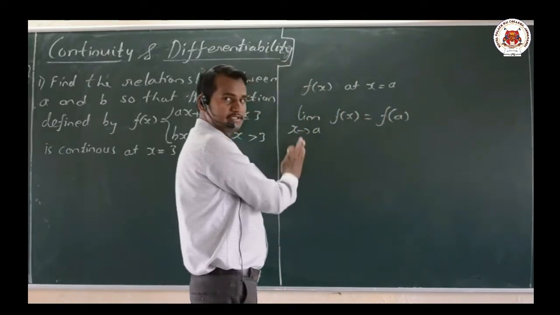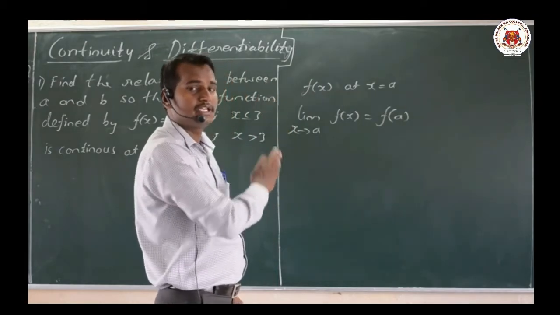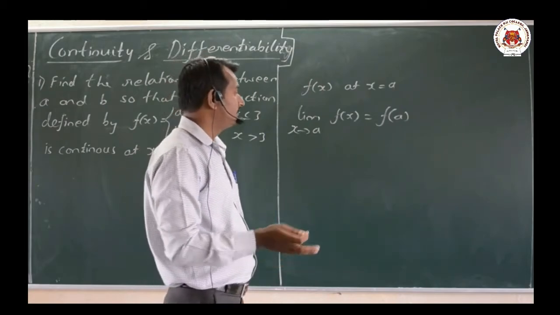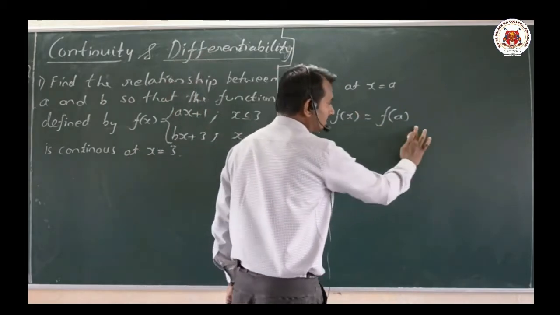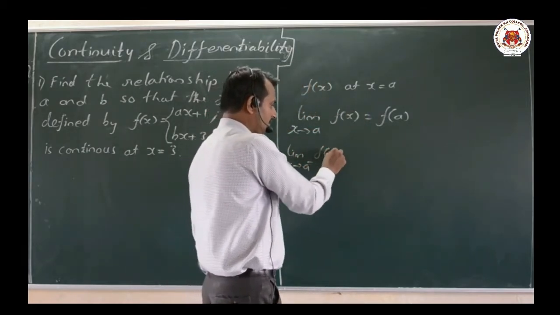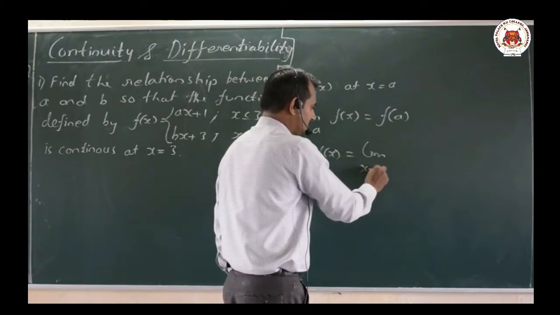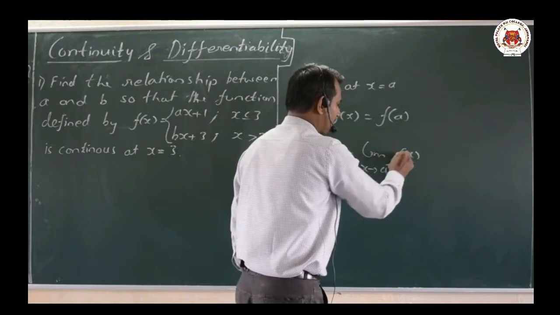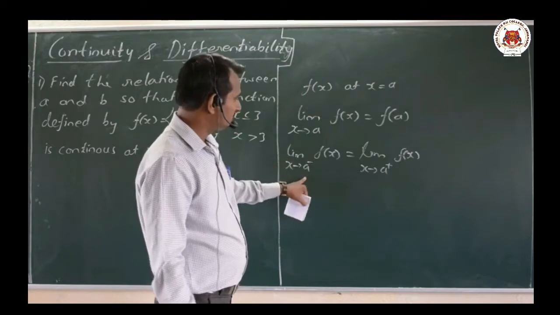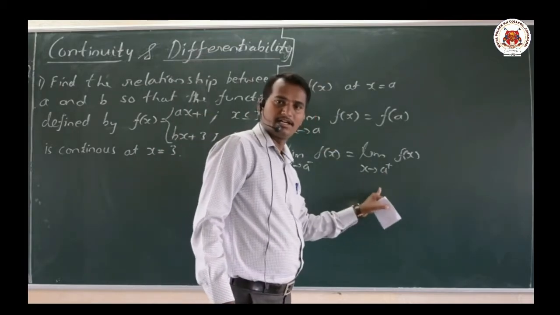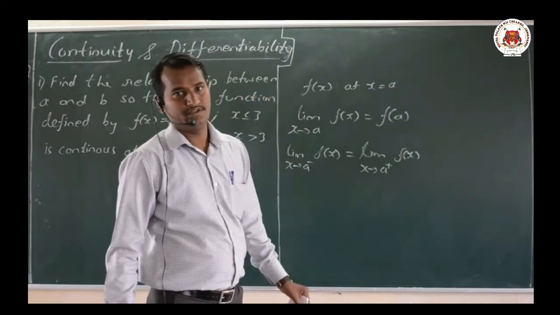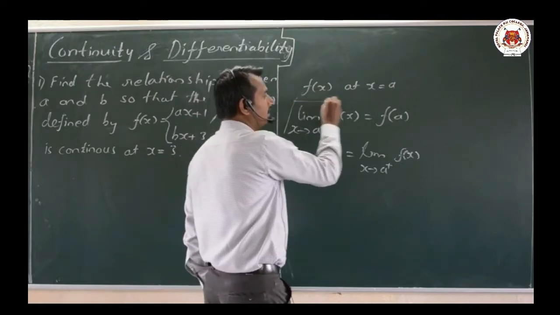The limit value should exist, and the left hand limit should be equal to the right hand limit, and both should exist. If this does not happen, or else f of a does not exist, or the left hand limit, that is the limit as x tends to a minus f of x, and the limit as x tends to a plus f of x are not the same, or either the left hand limit or the right hand limit doesn't exist, if any one of these three happens, then we say that this function f of x is not a continuous function.